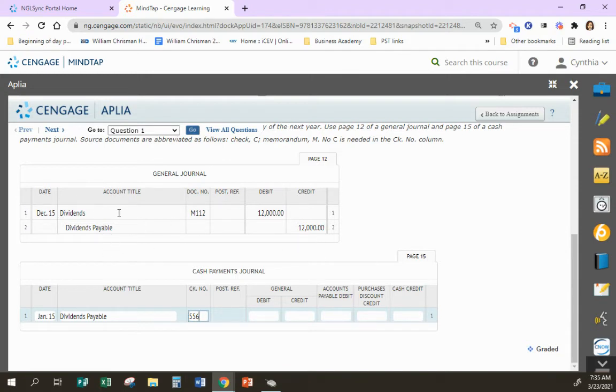We're declaring it in December. And so then we have to pull that out and we have to put it into this payables account and hold it there until we actually pay it to the stockholder. So now in this transaction, we're actually paying it to the stockholder.